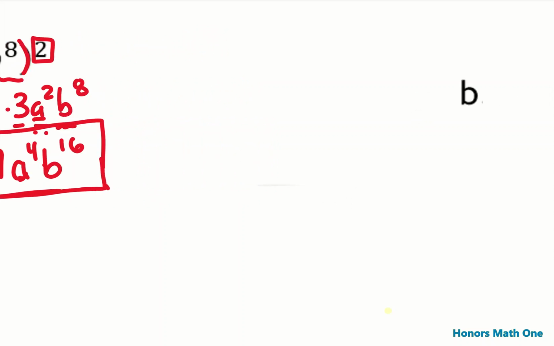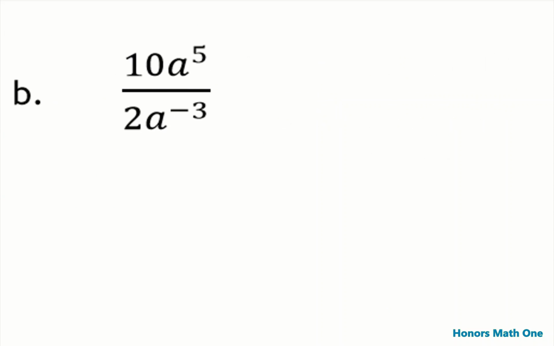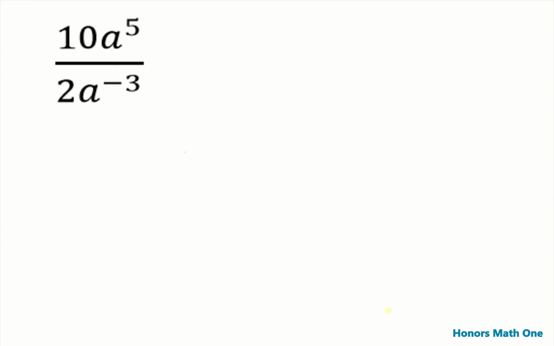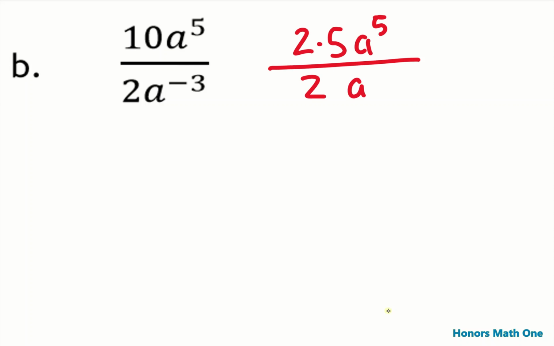Let's move over and look at B, which disappeared, but now it's back. You know, it's always nice to just think about a simple thing that you can do. Like, what's one thing I could do looking at this? Well, one of the things I noticed right away is that I do have the number 10 in the numerator and 2 in the denominator. 10 divided by 2 is 5. And I can also show that by just writing, 10 is 2 times 5. And I've got a to the fifth over 2 times a to the negative third.